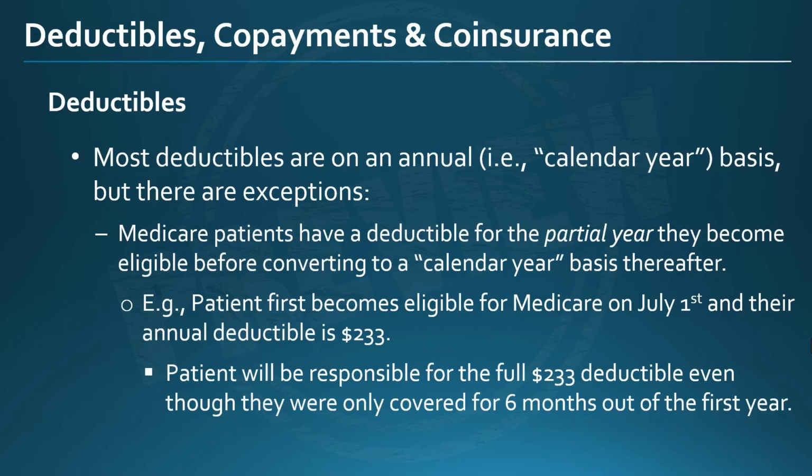This can sometimes lead to confusion for patients, as many assume their deductible should be adjusted based on how many months they were covered. It's important to communicate this policy clearly and compassionately to patients to avoid misunderstandings when discussing their financial responsibilities.